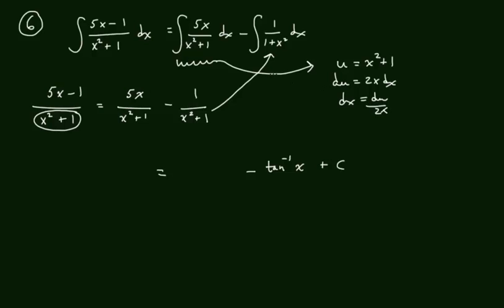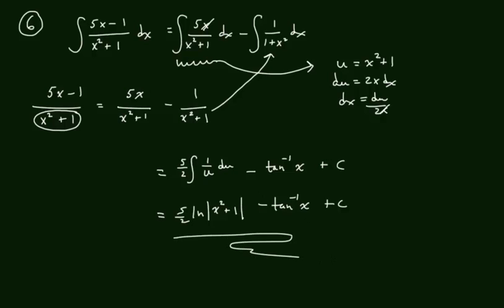So we see we have these x's cancel out, and I have a 5/2 times the integral of 1 over u du. So this is 5/2 natural log of u minus inverse tangent of x plus c, but the u is defined as x squared plus 1. Yeehaw! There it is. Integration. The end.